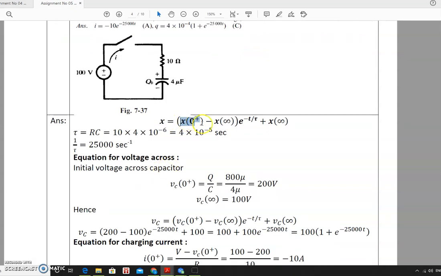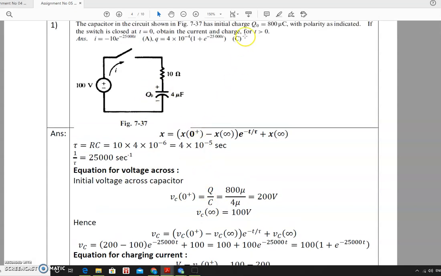Now we will write down the voltage equation. What is required in this equation? X at 0 plus. The voltage across the capacitor is VC, so VC at 0 plus is equal to the initial charge divided by the capacitance. The initial charge in the problem is given as 800 micro, divided by 4 micro capacitance, so micro will get cancelled. So the initial voltage on the capacitor is 200 volt with this polarity as plus and this polarity as minus. If this polarity is opposite to the direction of the current, then we have to take it as minus 200. But when the switch is closed, at that instant the voltage across the capacitor is 200 volt.